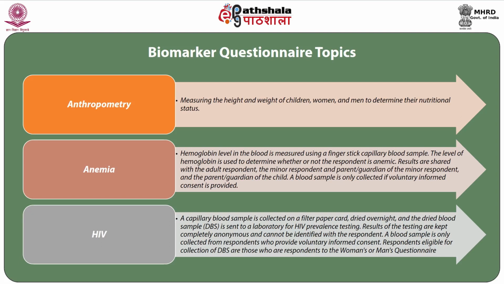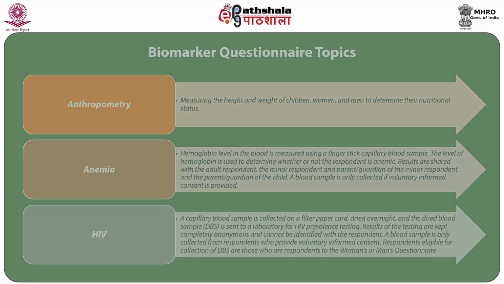HIV. A capillary blood sample is collected on a filter paper card, dried overnight, and the dried blood sample is sent to a laboratory for HIV prevalence testing. Results of the testing are kept completely anonymous and cannot be identified with the respondent. A blood sample is only collected from a respondent who has provided voluntary informed consent. Respondents eligible for collection of DBS are those who responded to the women's and men's questionnaire.